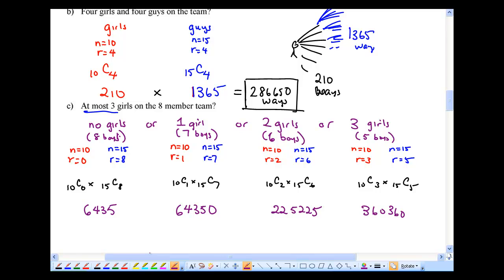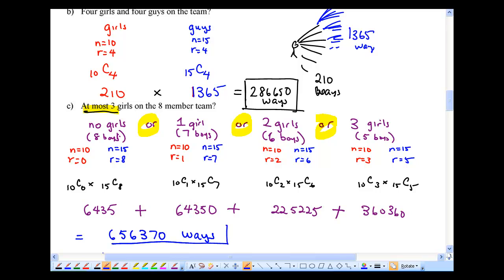Now, what do we do? It says at most 3 girls. And we went back to the beginning step. It says at most 3 girls, meaning no girls, or 1 girl, or 2 girls, or 3 girls. So I want all these different possibilities because they all work. So if I want them all, I'm going to have to add up all these different ways. And if you add them up, you'll get a final answer of 656370. A whole bunch of ways.